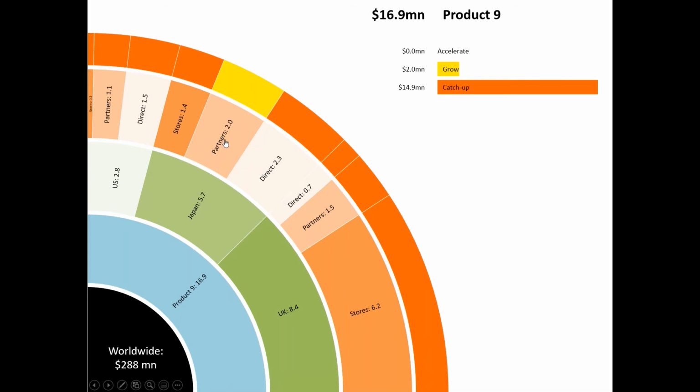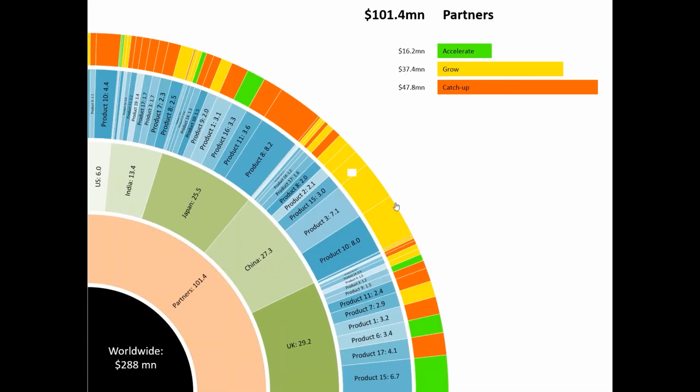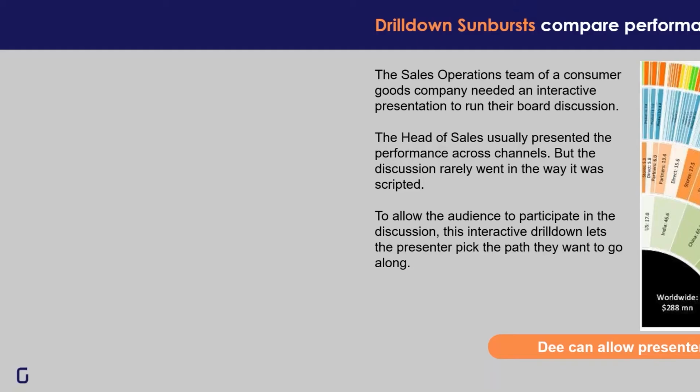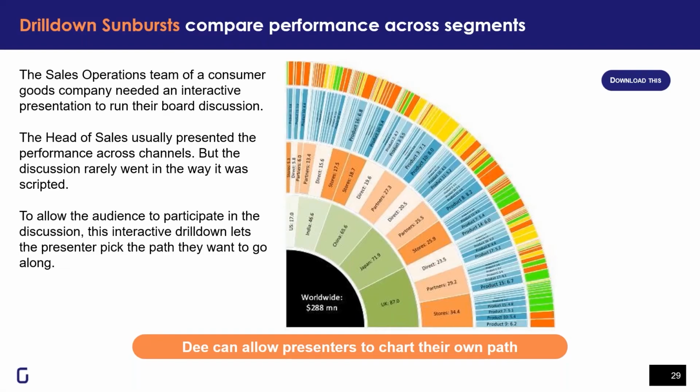So is that because the partners channel is doing well? Let's click there, see how that works. And it turns out the partners channel has a very mixed performance. This allows people to answer questions on the fly. The person who's presenting and the audience can chart their own path, effectively bridging the gap between linear presentations and pure exploratory, which can meander all the way.